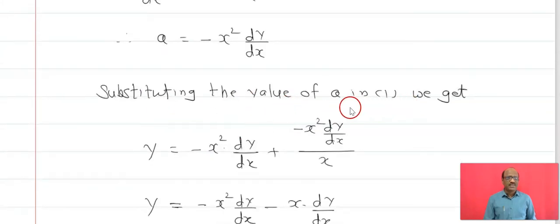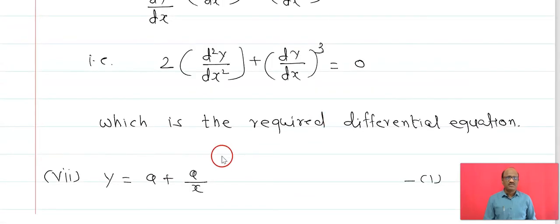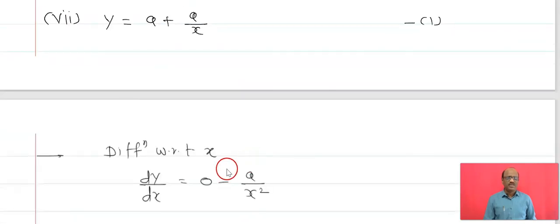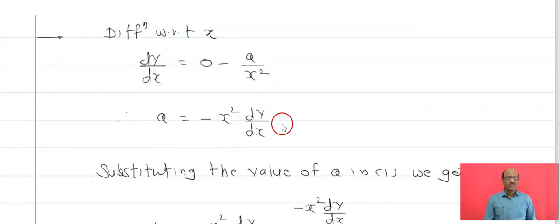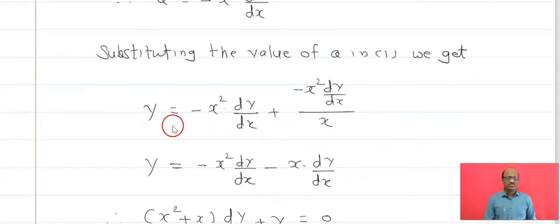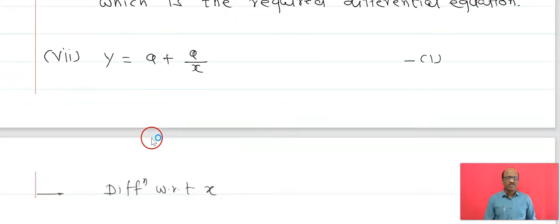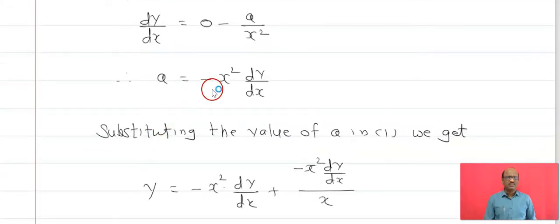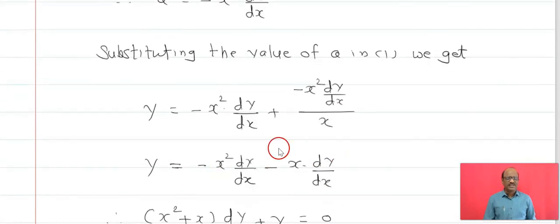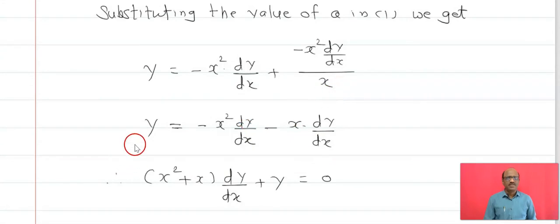Substitute the value of this a in equation number 1. What is the value of a? a equals minus x square into dy by dx. If you substitute, y equals minus x square into dy by dx, this is the value of a, plus a upon x, that is minus x square into dy by dx upon x. And again, if we simplify, then you will get y equals minus x square into dy by dx minus x into dy by dx.